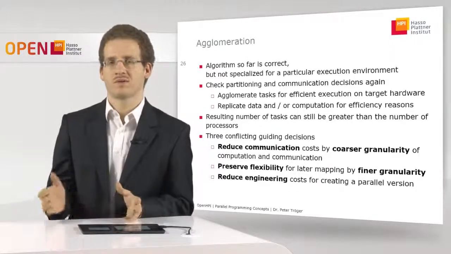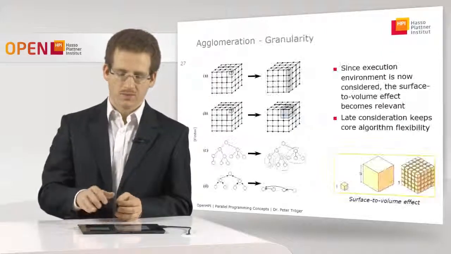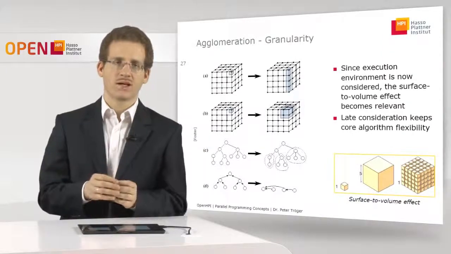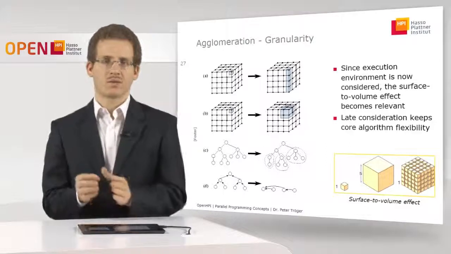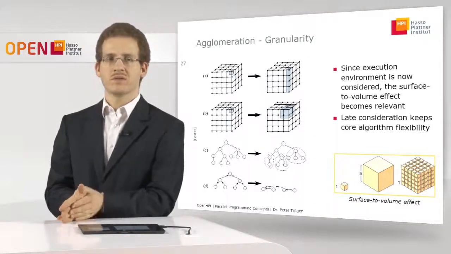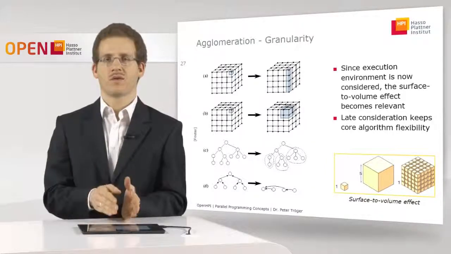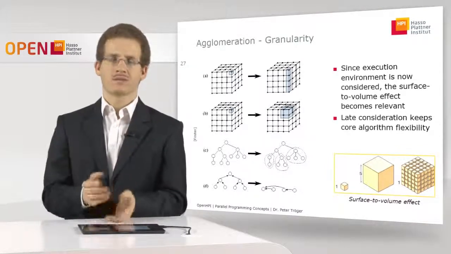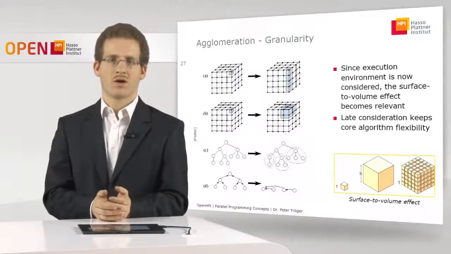So at some point in time, you need to decide for a solution. When we take the agglomeration problem, it turns out that this is what we used to call the granularity issue, the task granularity issue. We already talked about the surface to volume effect in week 5. And this is basically, again, the idea of surface to volume.